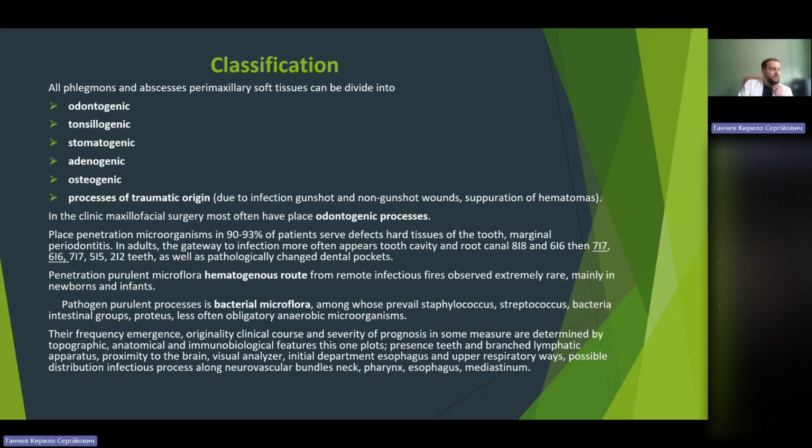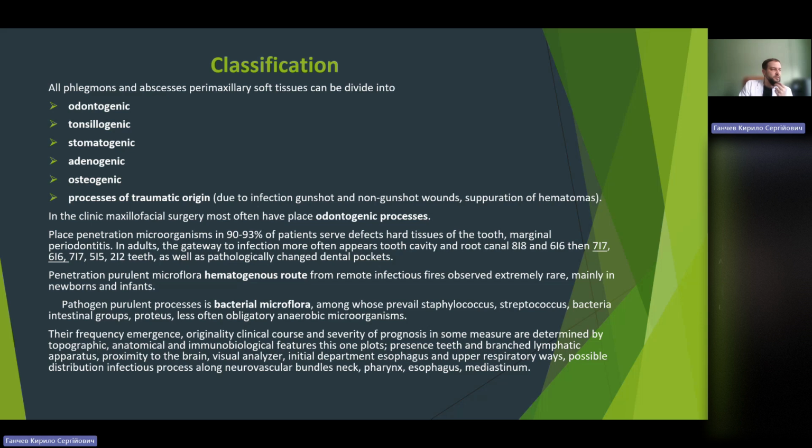The frequency of emergence, originality, clinical course, and prognosis are determined by topographic, anatomical, and immunobiological features. This includes the presence of teeth and a branched lymphatic apparatus. Proximity to the brain, absolutely yes. Visual analyzer, it means the eye, right? It's just a medical notion. Initial departments of the esophagus and upper respiratory way, sorry.